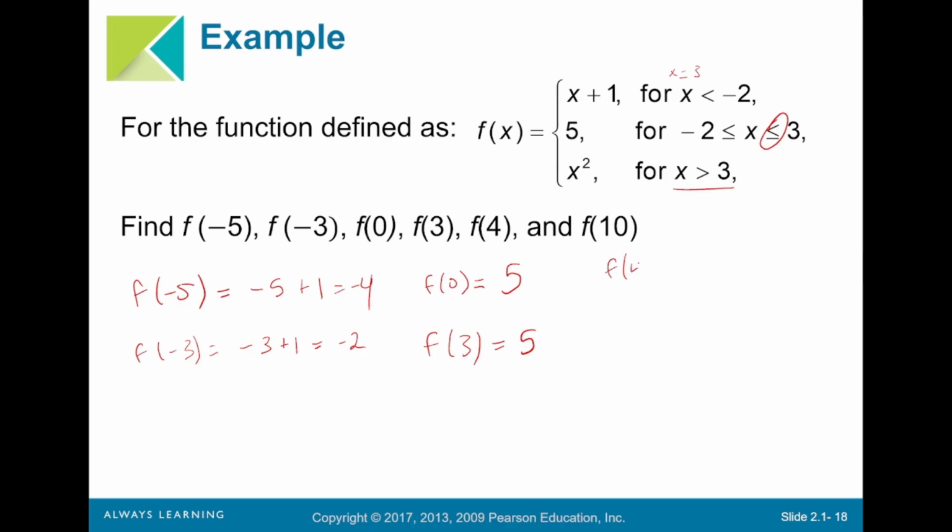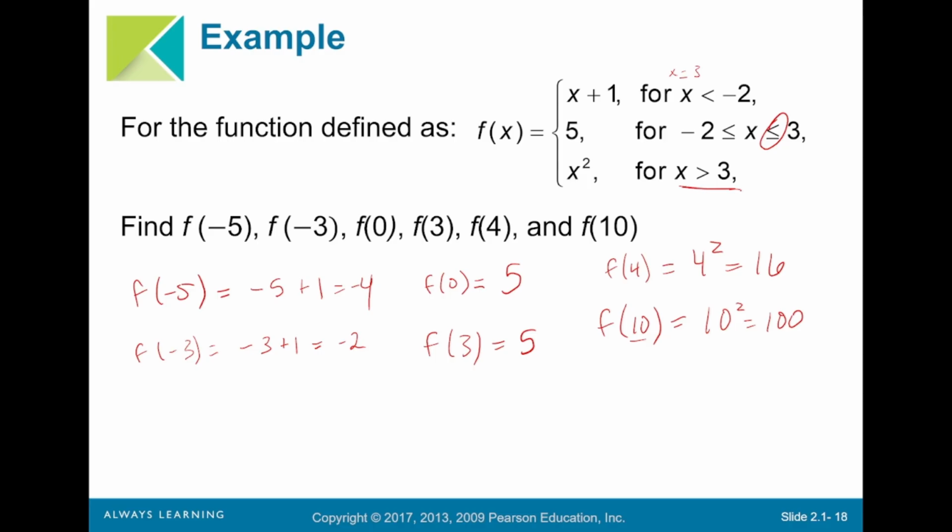Now we write down what is f of 4. Well, clearly 4 is greater than 3, so I'm going to use my last line here. I'm going to evaluate it using the function given for x greater than 3. So that's 4 squared, which equals 16. Similarly, for f of 10, my x value is 10. 10 is greater than 3, which means I need to use x squared to evaluate it. That gives me 10 squared, which is 100.